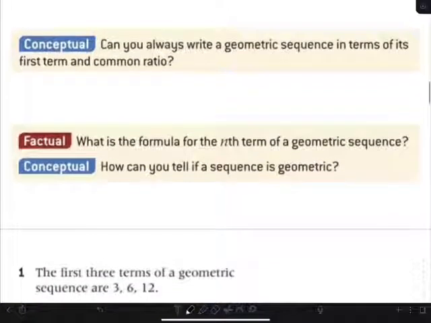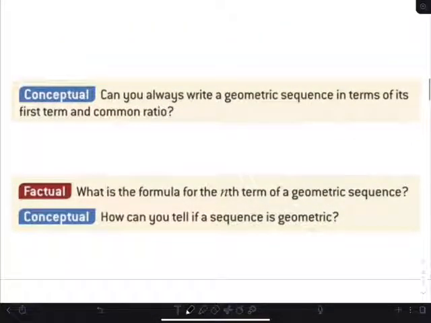A couple of questions for you. Can you always write a geometric sequence in terms of its first term and common ratio? Answer? Yes. If you can't, it's not a geometric sequence. Next, what's the formula for the nth term of a geometric sequence? Well, I just did that one, right? That's u_n equals u_1 r to the n minus 1. That's what we're talking about.